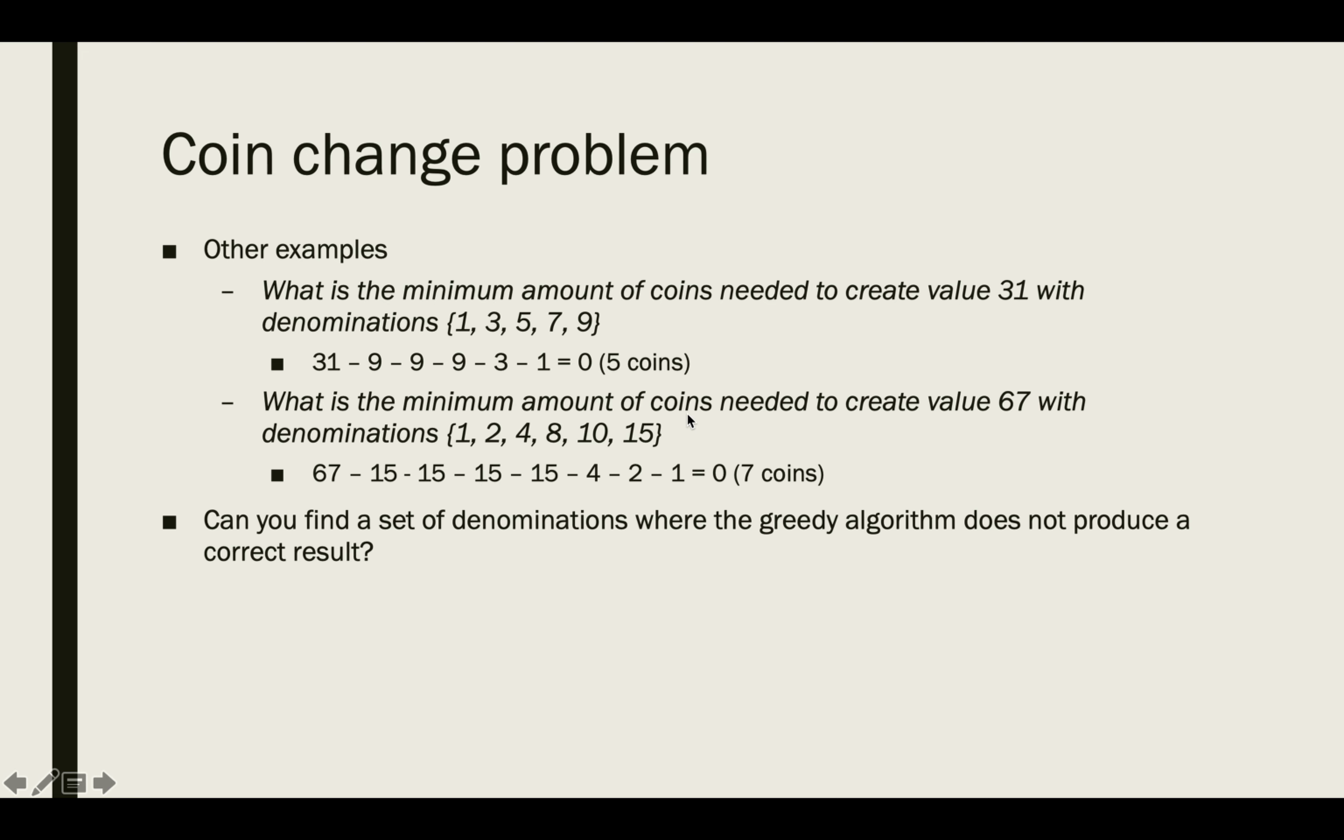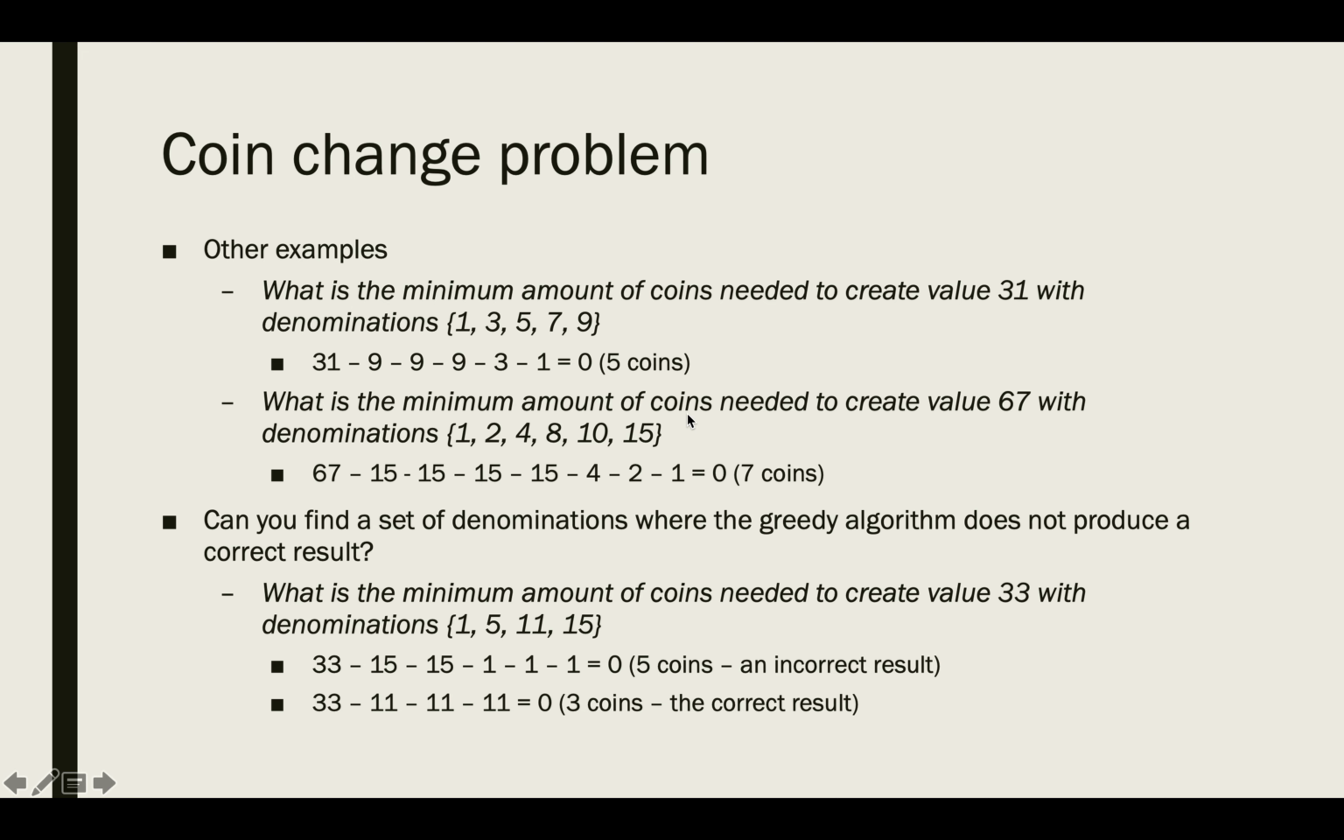I mentioned that before, that these algorithms, greedy algorithms, are short-sighted. They'll often produce incorrect results because they're not looking towards the future. And it turns out you can do this. And I've given an example here. You can come up with different ones. So here I want to get the value 33. With these denominations, if I take the greedy approach, I always pick the largest coin first. So I would pick 15 and then 15.